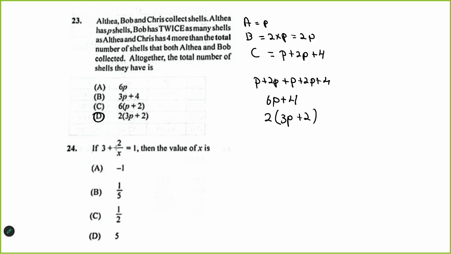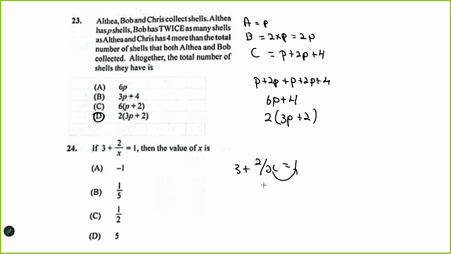3 plus 2 over x is equal to 1. Calculate the value of x. So you could actually put in these values in the equation, put it in here and see which one will give you 1, and you could work with that. But I'm just going to work it out.